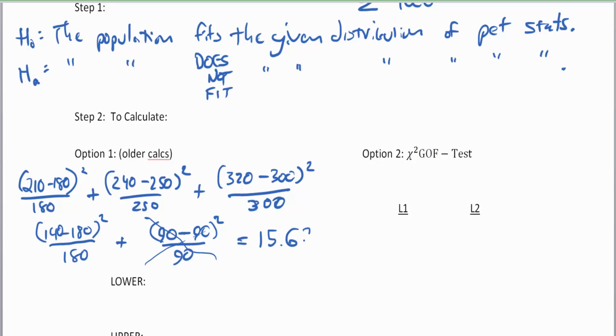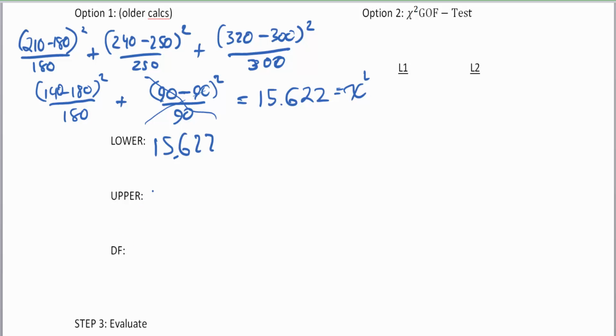The answer is 15.622. So this is your test score. This is your chi-squared right here, your chi-squared test value, which becomes your lower value, 15.622, when you type this into the calculator. The upper value is going to be 10 to the 99th power, because chi-squared tests are almost universally right tail. And then the degrees of freedom is going to be the number of categories minus 1. So that's going to be 4. We had 5 different categories. We had the 0, the 1, the 2, the 3, and the 4 plus, for a total of 5 groups of numbers of pets in their family.